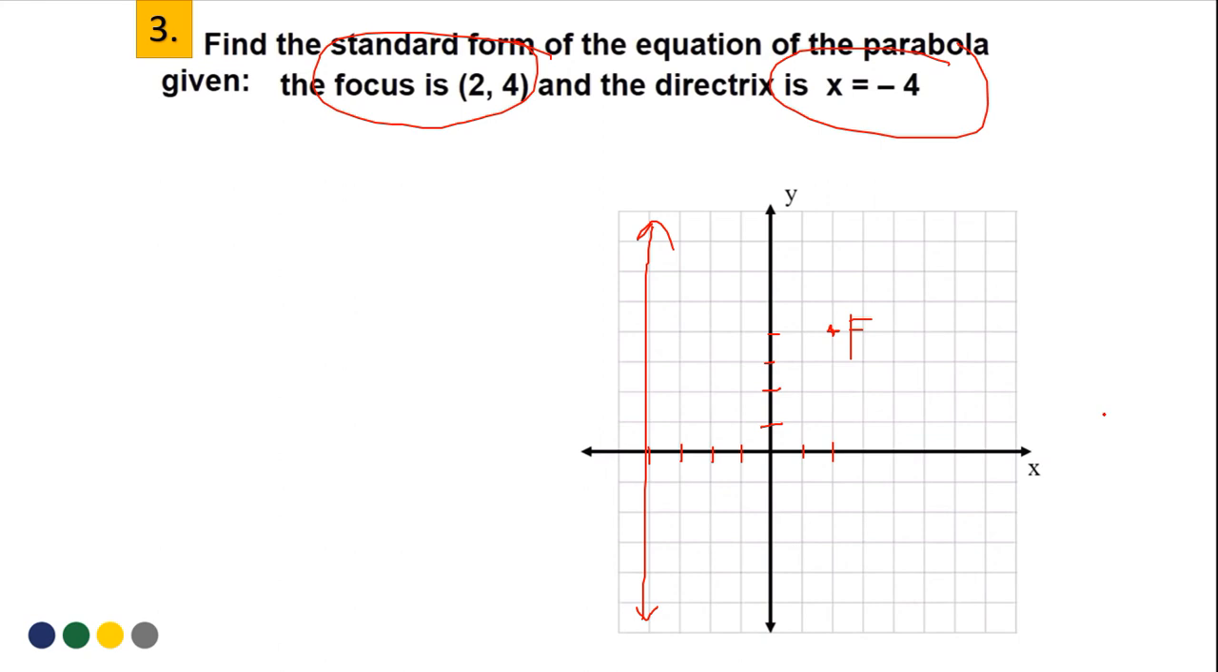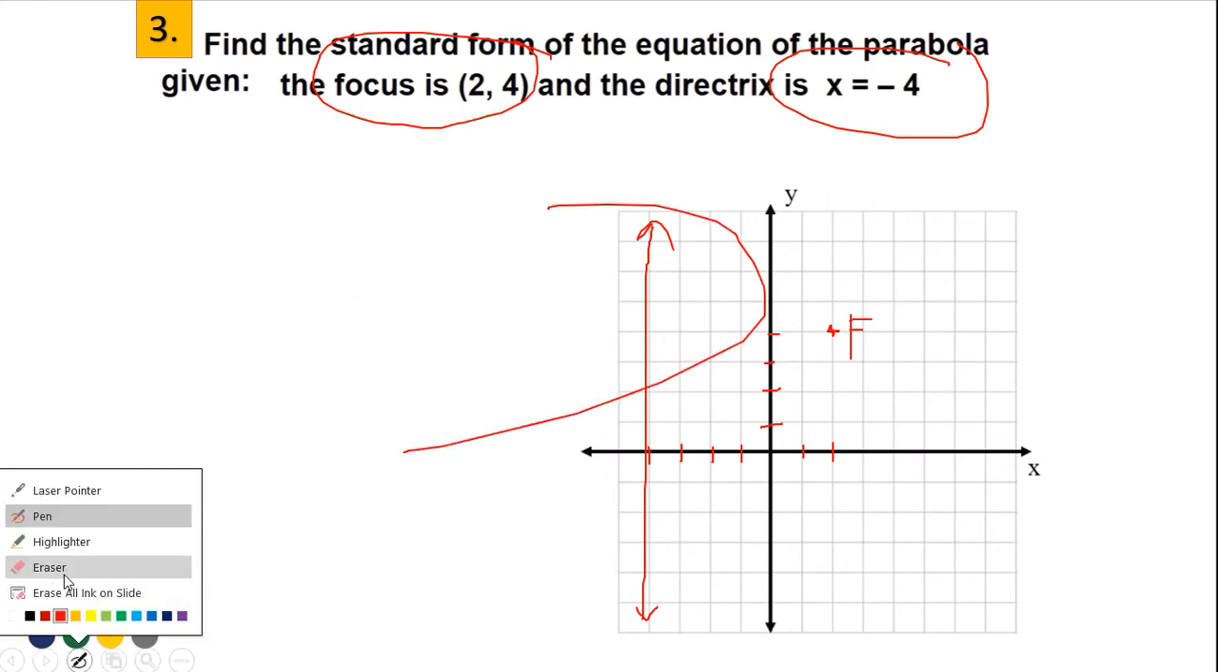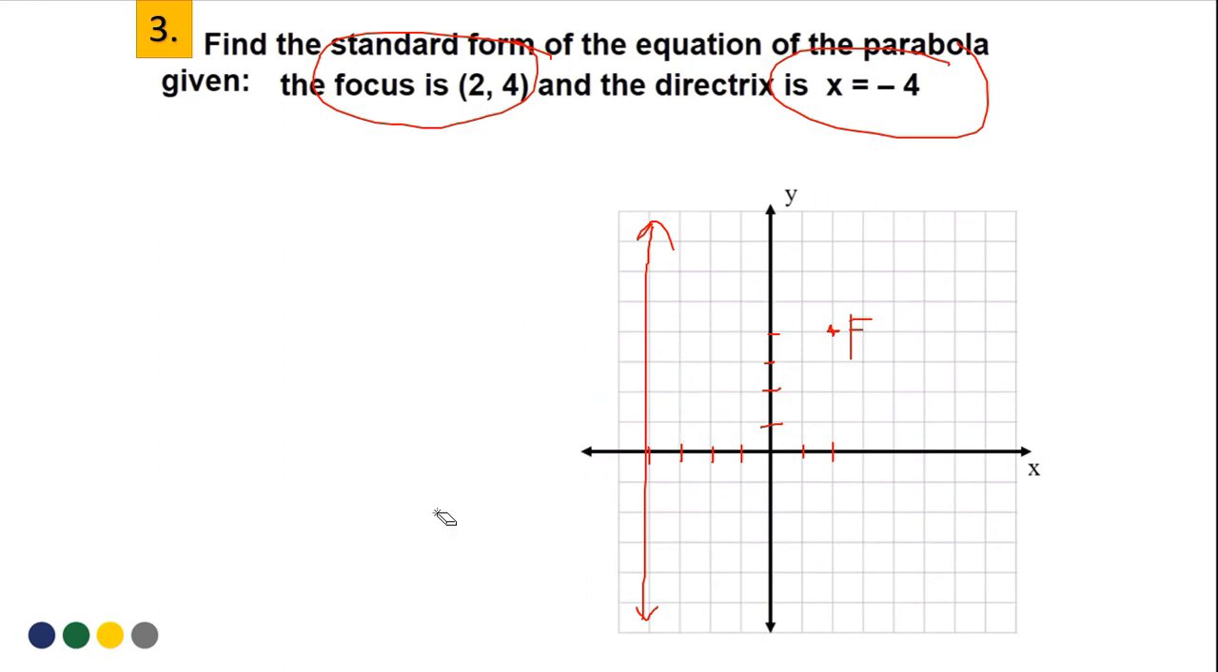What is the opening of the graph? Kung nasaan si F, nandun din yung opening ng graph. At hindi pwede, yung opening niya nasa left. Hindi pwedeng mag-left yan kasi total opposite niyang directrix. Now, what is the opening of the graph?